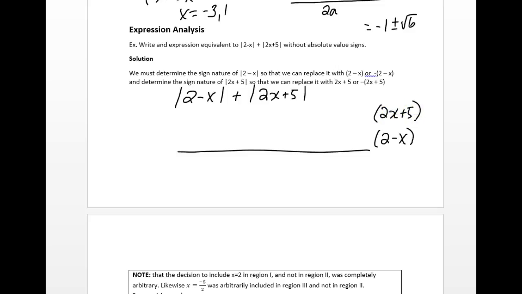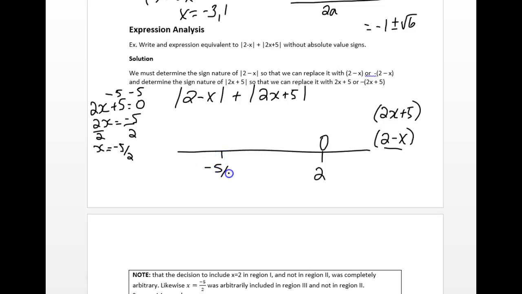And so then we need to know the zeros that go with this. The zero for this one is 2. And how do we find the zero for 2x plus 5? It's negative 5 over 2, because you go 2x plus 5 equals 0, and you solve to see what x would have to be to make it 0. And it would be negative 5 over 2. On our number line, negative 5 over 2 is the same thing as negative 2.5, so it will be somewhere over here.